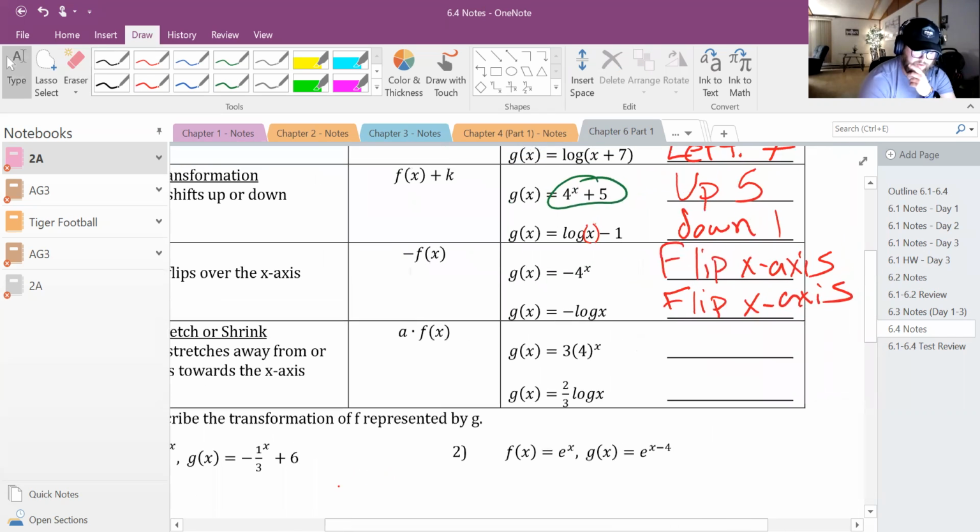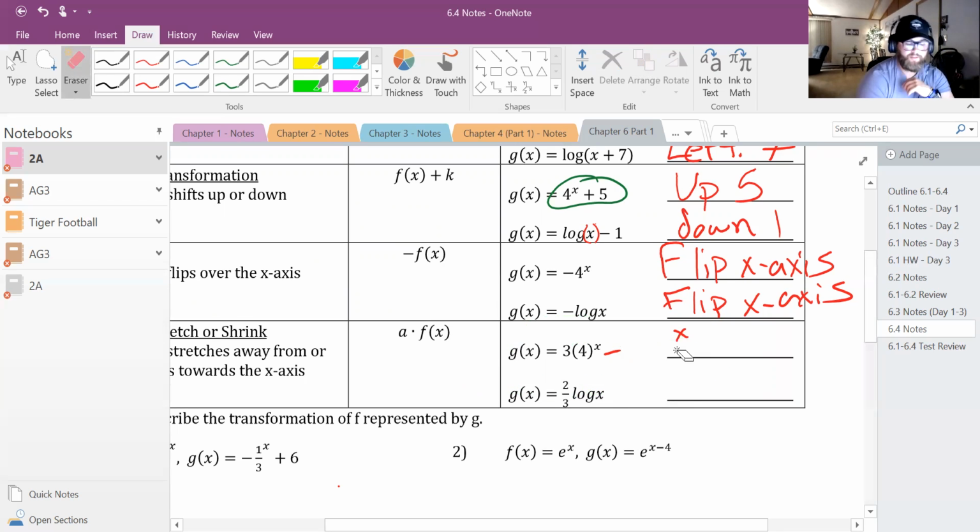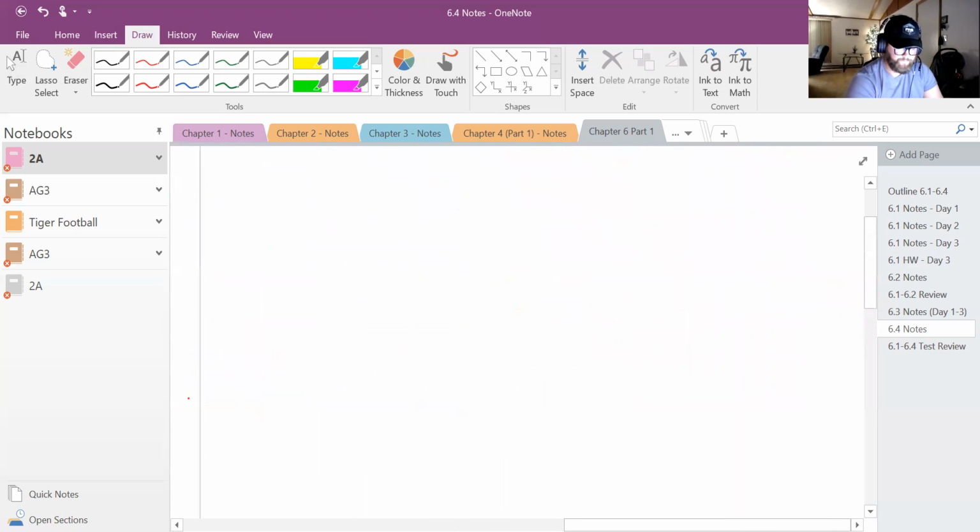Next, we have vertical stretch, vertical shrink. Do not give me this. Please do not give me this. Okay, that's going to be the number 1 mistake. This right here is going to be the number 1 mistake you guys make in this section. I promise. You guys are going to try to put those constants attached to the base with the exponent. You can't do it. Watch, I'll prove it to you.